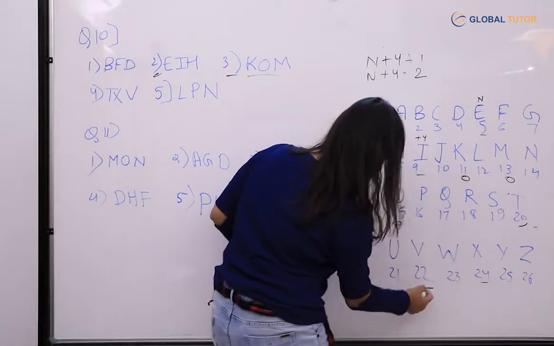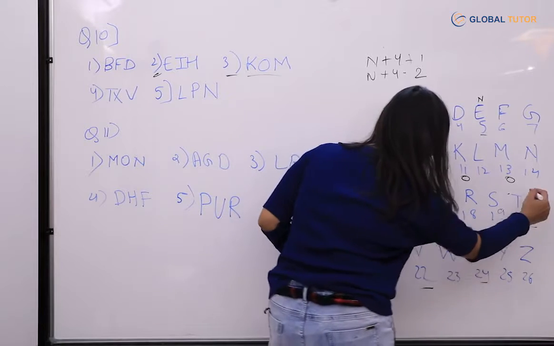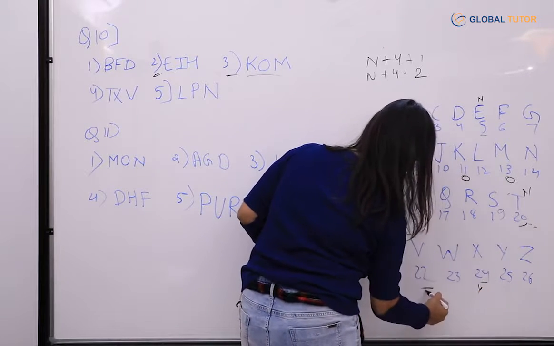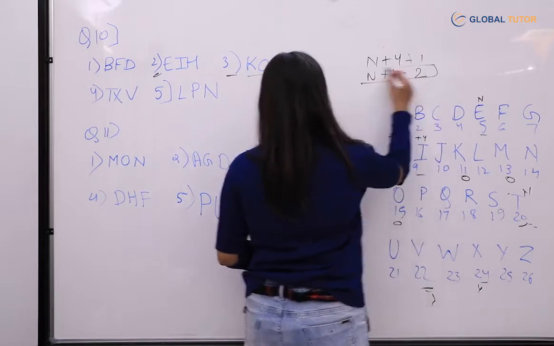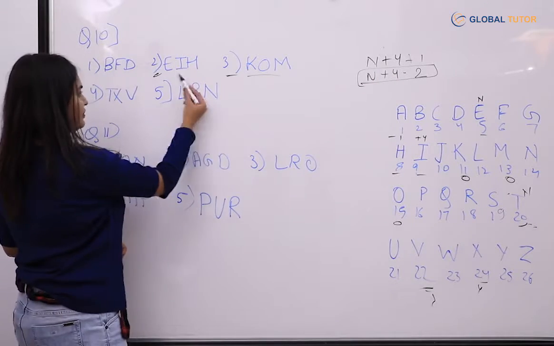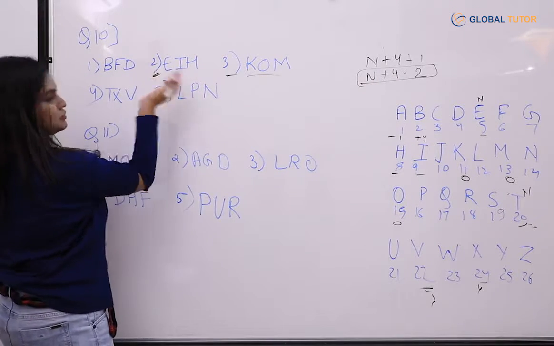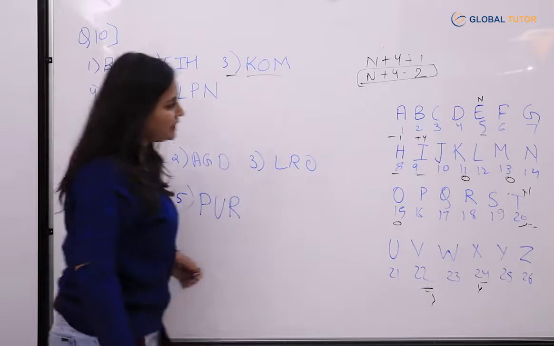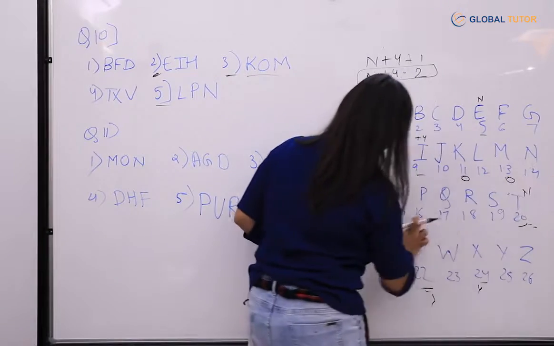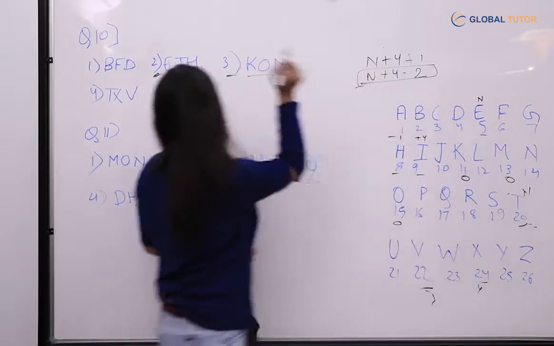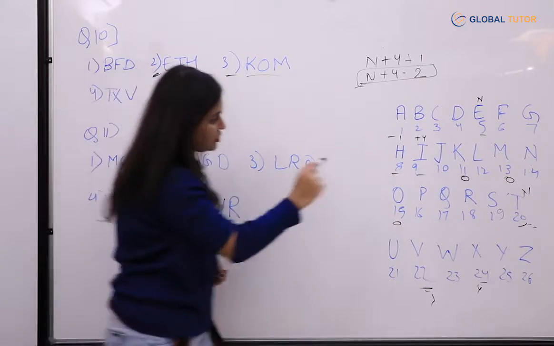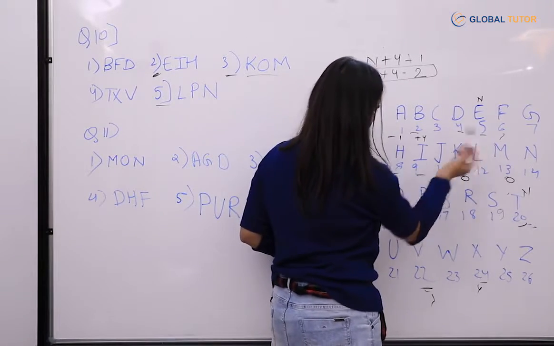So T, V, X and V, right? N, 4 and minus 2. So it's following the same rule. So we've got 3 different options in which this seems to be the odd one out. Let's go with LPN, again following the same rule, and BFD. If we check it, B, F and D, again following the same rule.